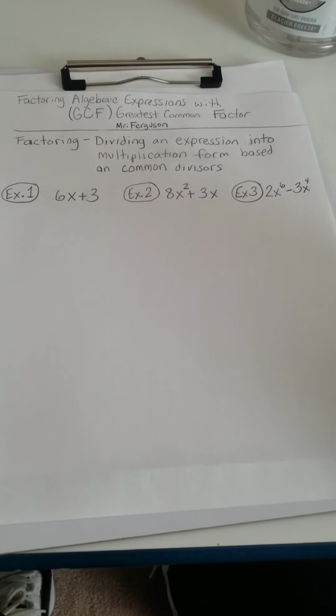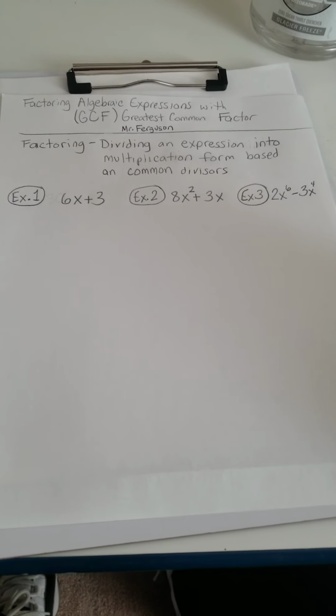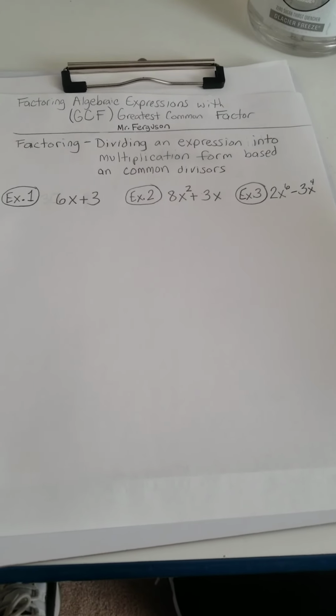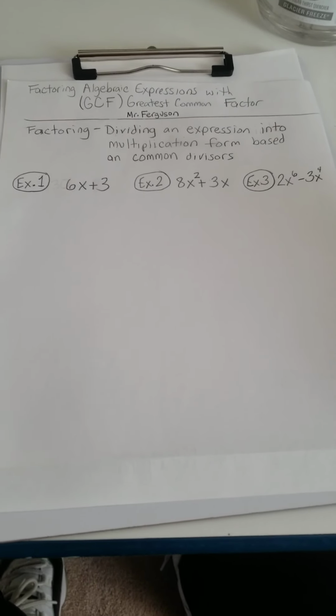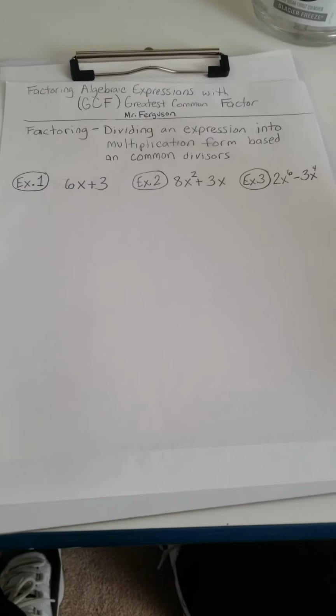So first of all, understand factoring. If you understand distributive property, factoring is basically the opposite of the distributive property. Instead of multiplying, you're trying to figure out what you can divide. All right, so here we go.